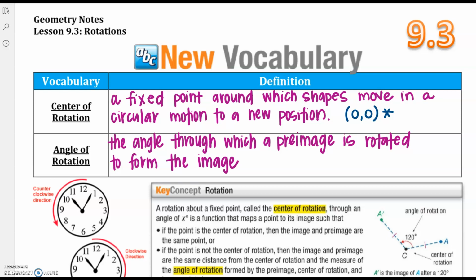The angle of rotation is just the angle through which the pre-image, your original, is rotated about the center of rotation to form the new image point.